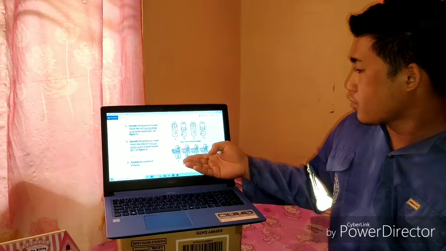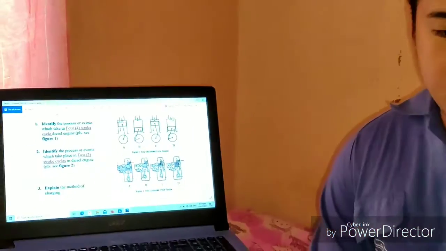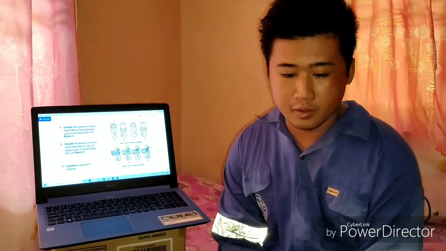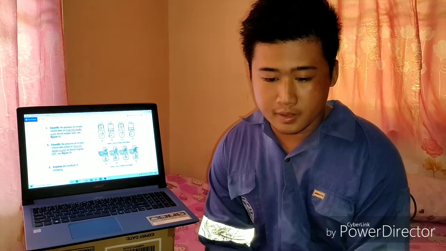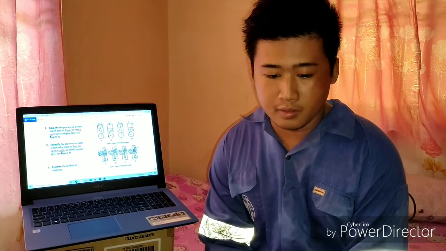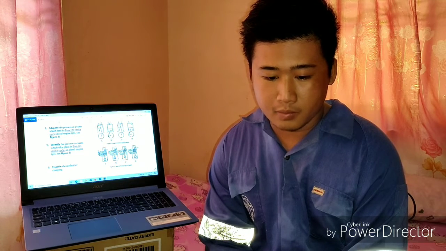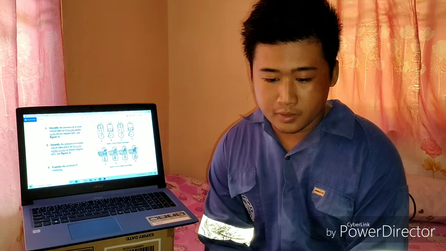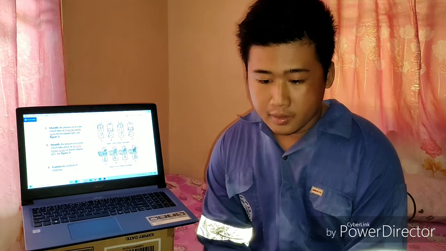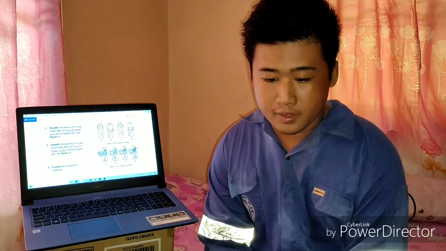This is the 2-stroke cycle engine. Next is the 2-stroke cycle diesel, and today I will identify the process of events which takes place in the 2-stroke cycle diesel engine. A 2-stroke diesel engine is a type of internal combustion engine that contains a power cycle completed in 2 strokes, an up and down motion of the piston during the power cycle.